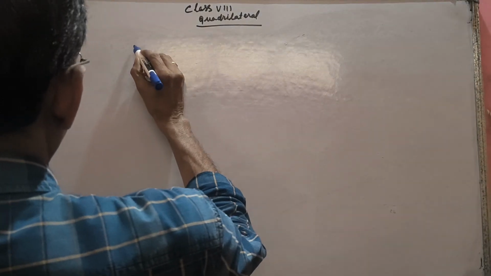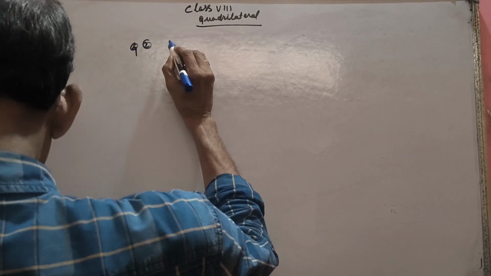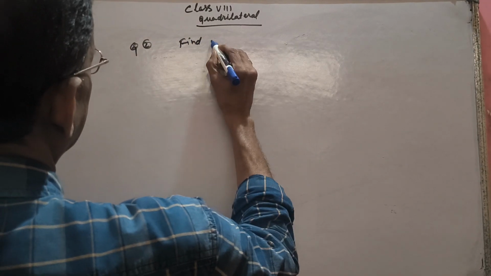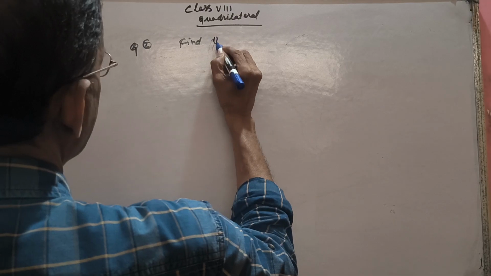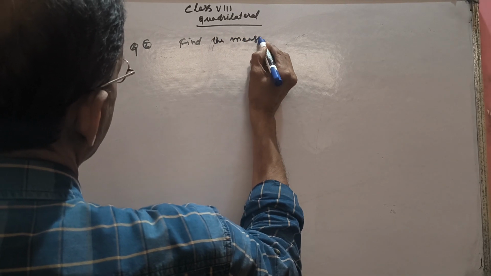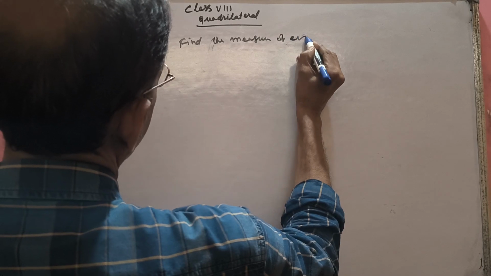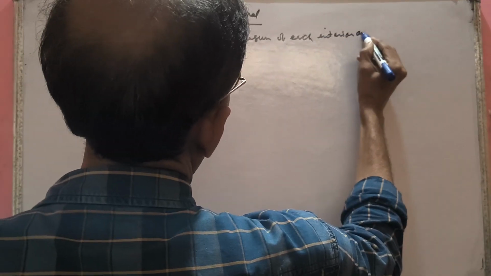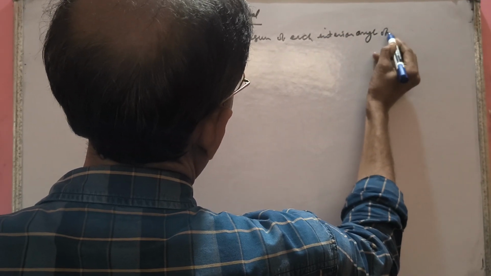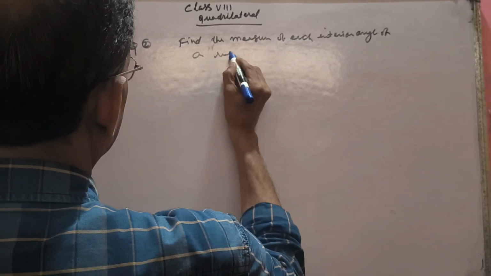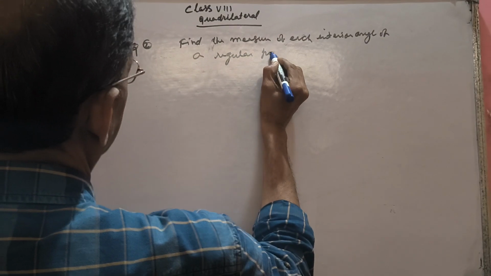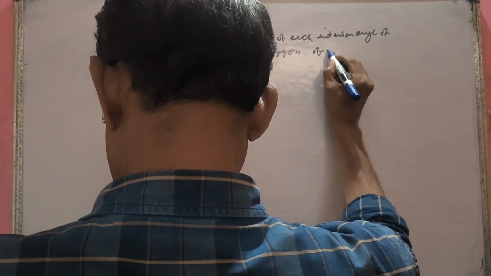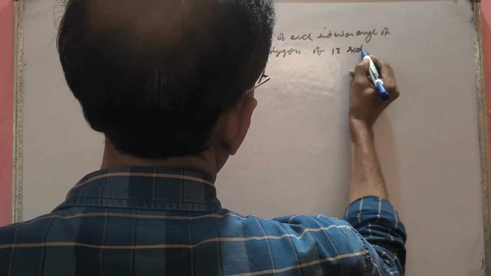Now another question I can give you. Find the measure of each interior angle of a regular polygon of 12 sides. Suppose 12 sides.